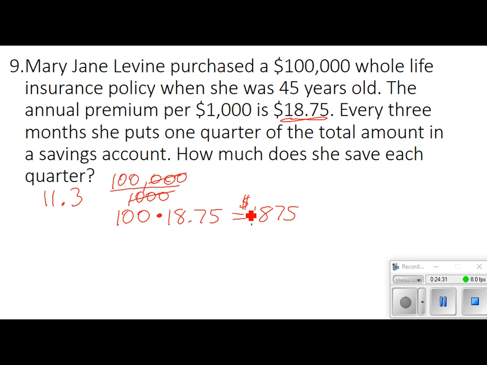$1,875. Well, she wants to know how much she needs to save every 3 months. So we just take that number and, not divide by 3, we divide by 4 because we're doing it 4 times a year. So we take $1,875 divided by 4, and that's $468.75. So each quarter she needs to put back $468.75 to make sure she has enough when it comes time to pay her premium.